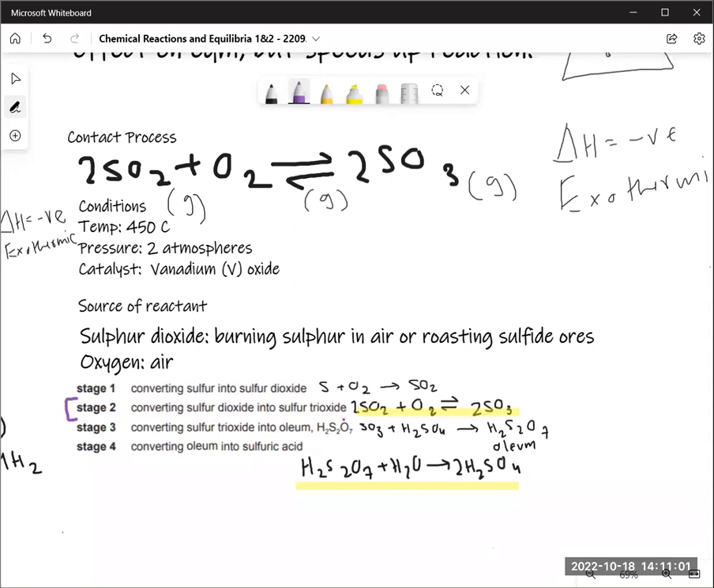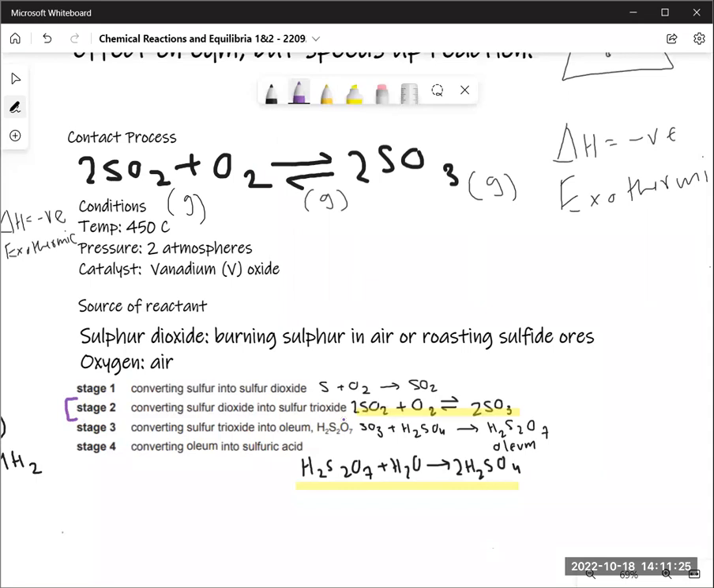Okay, converting sulfur dioxide into sulfur trioxide: 2SO2 plus O2 gives 2SO3, a reversible reaction. Sulfur trioxide is called SO3 because it has three oxygens; tri means 3, so trioxide.